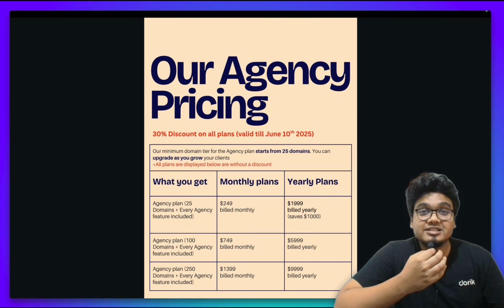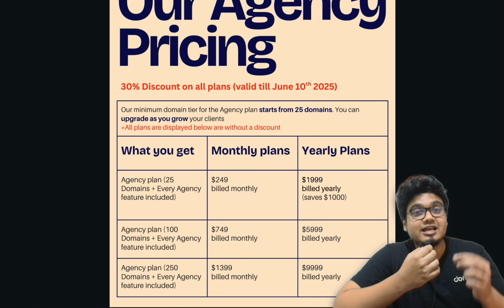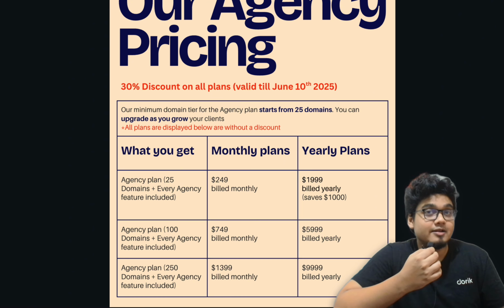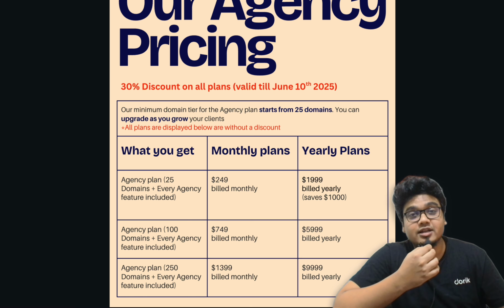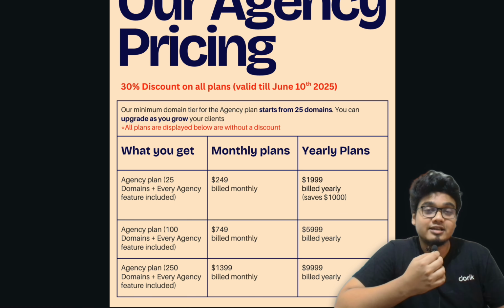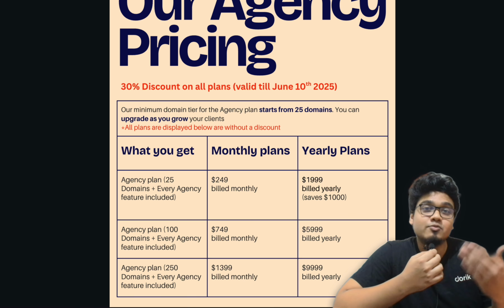The agency plan starts from 25 domains where you get access to all the features of Dorik. What I mean by 25 domains is you can add 25 custom domains to that, and it starts from $249 a month to $19.99 a year. You pay that once a year, and for the monthly, you pay it every month. This plan can go up to 250 domains or more if you want. If you have a specific requirement, you can always book a call with me and we can discuss your requirements.